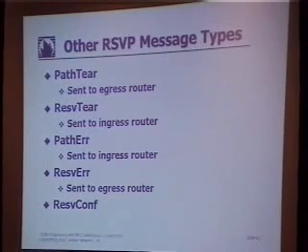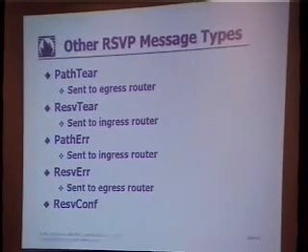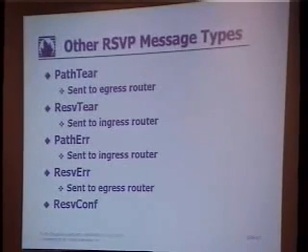You also have the capability to report back errors. Should a link somewhere in the middle of an existing LSP break, RSVP can signal back an error message to the head end, so you can reroute. And you have these tear and error messages in both directions, because like I said before, it's unidirectional, so path messages literally flow from ingress to egress, reservation messages in the opposite direction.